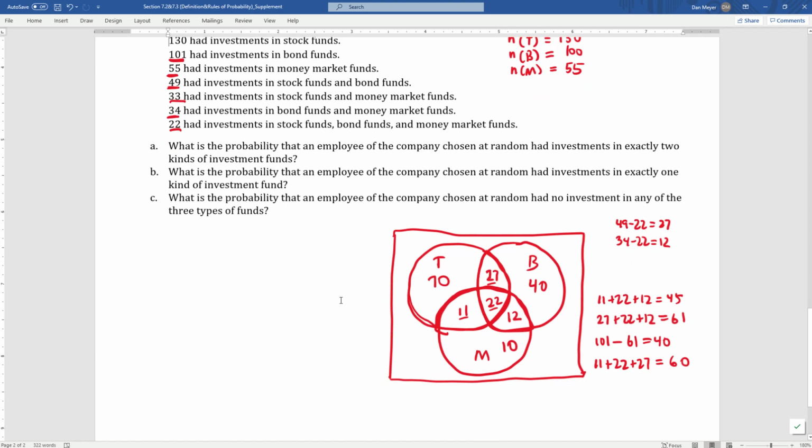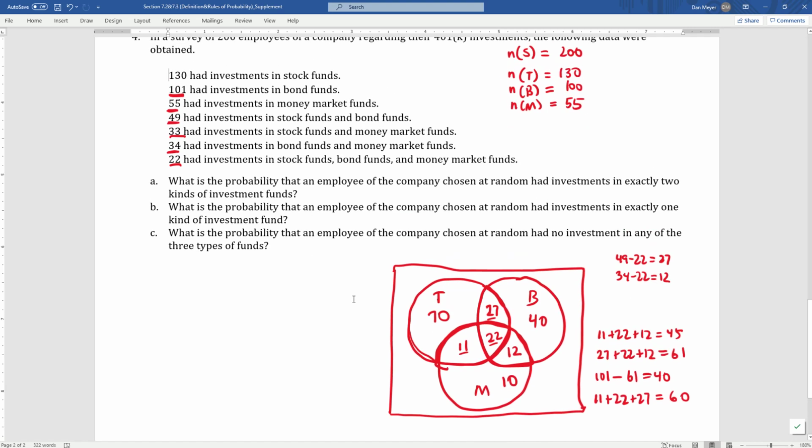All right, one last thing to do here. There are 200 employees. When we count up all the ones that we've counted, 70 plus 27 plus 40 plus 11 plus 22 plus 12 plus 10, let's see, we've counted 192 employees so far inside our Venn diagram, which leaves 8 that don't have any investments. Okay, so we got our Venn diagram.